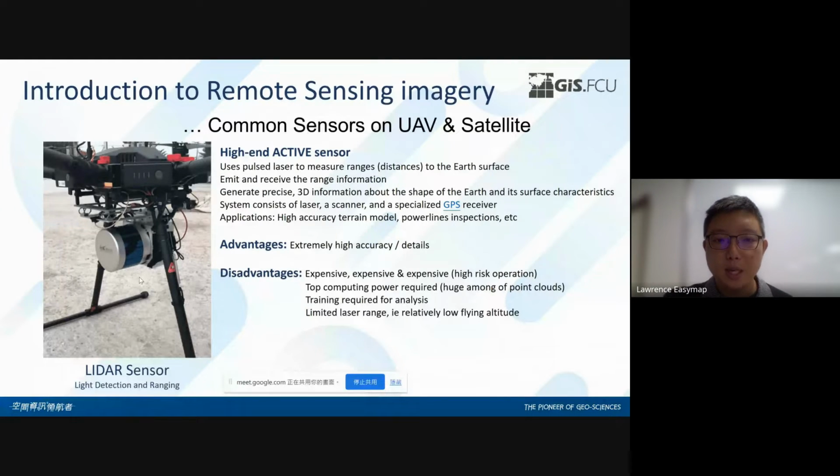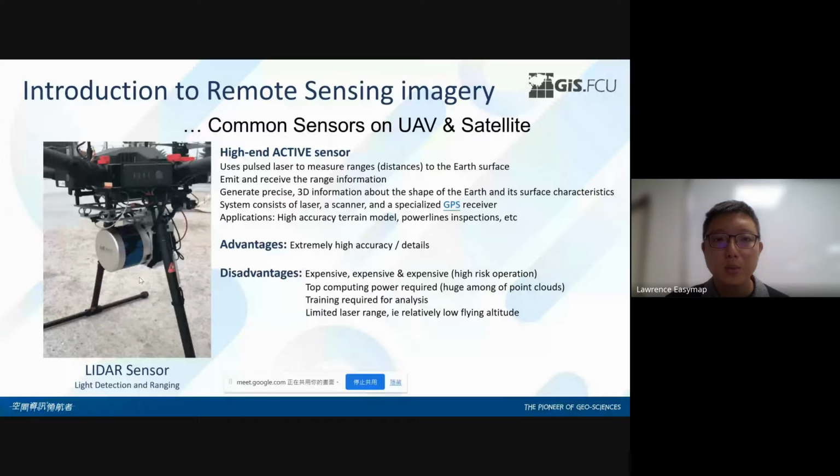But on the other hand, the disadvantage is that it is expensive, and expensive. In Chinese, normally when we say a thing three times, it means that it is very important. So I mentioned expensive and expensive here because it is truly expensive. A UAV carrying LiDAR can cost up to $200,000 and more. Therefore, the higher cost means that it is very risky to do the operation.